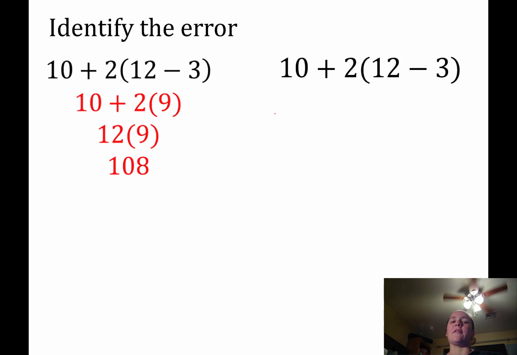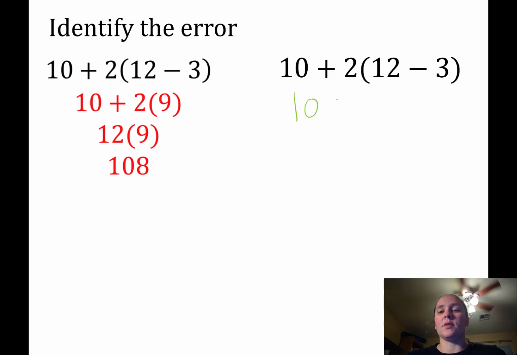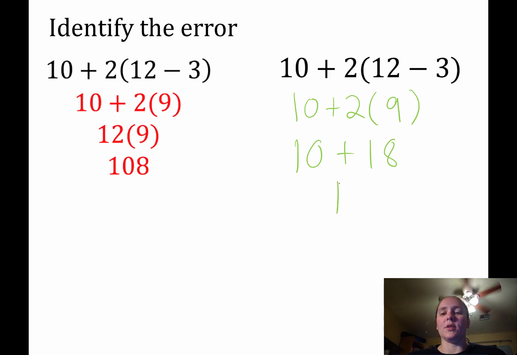All right, so let's look at this here. I've got a problem already worked out, but there's an error here. So we're going to pause and not really pay attention to that. Let's just look at the initial problem. Okay, I've got 10 plus 2 times 12 minus 3. So first step to do is do the grouping symbols. So 12 minus 3 would come first. So I get 10 plus 2 times, well, 12 minus 3 is 9. Then I can do 2 times 9, which is 18. So I get 10 plus 18. And then 10 plus 18 is 28.